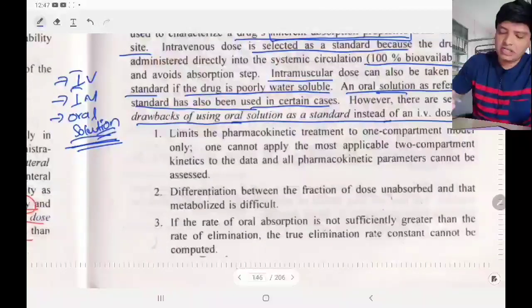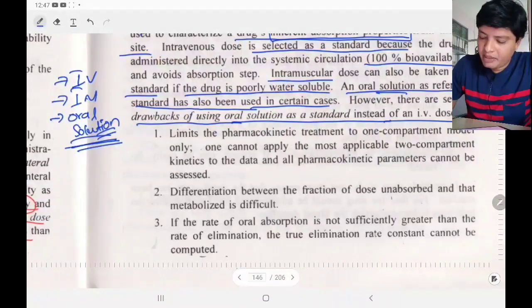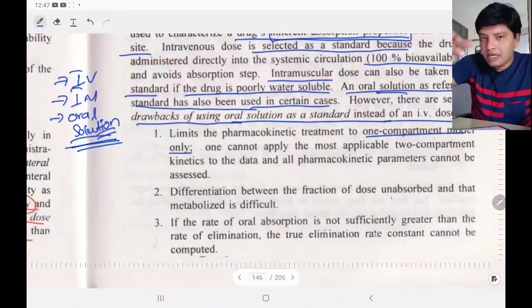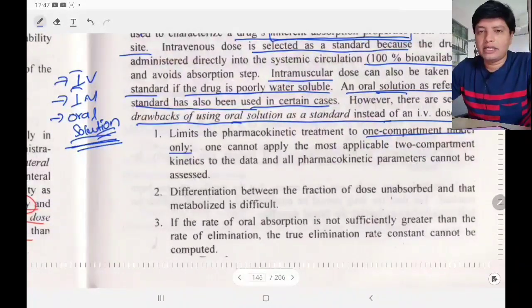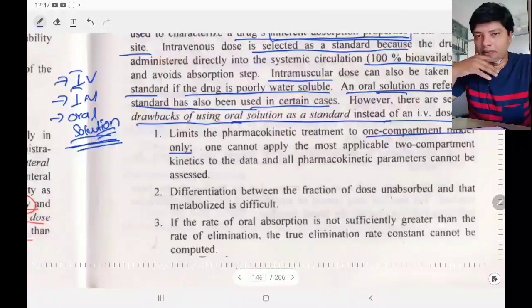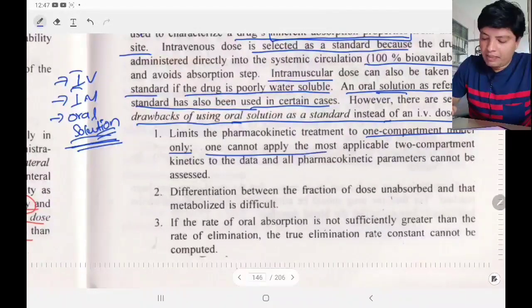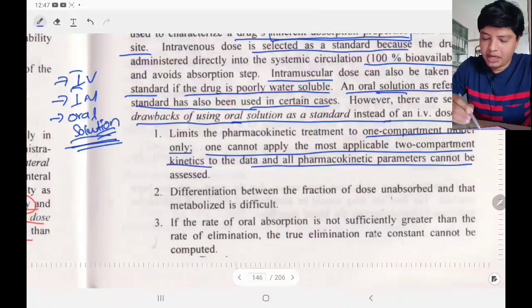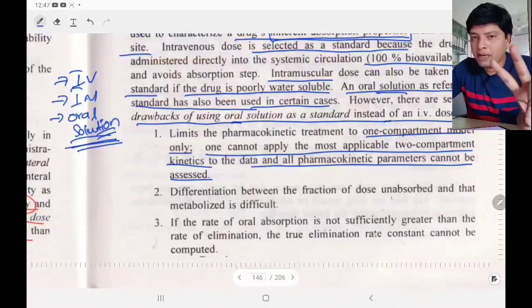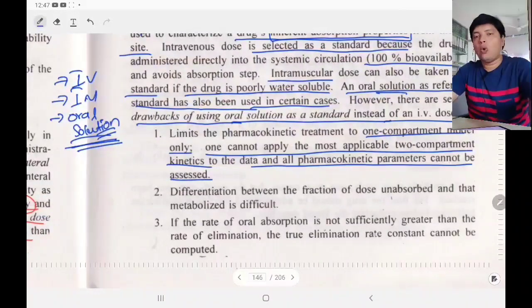The first drawback is that it limits the pharmacokinetic treatment to one compartment model only. The oral solution will limit the pharmacokinetic treatment to one compartment model only, because the drug is already soluble, it will directly absorb. Okay, so no need of taking two compartments. Here, one cannot apply the most applicable two compartment kinetics to the data, and pharmacokinetic parameters cannot be assessed. So that is a problem with this. You can't assess a two compartment model when you give the drug in oral solution.